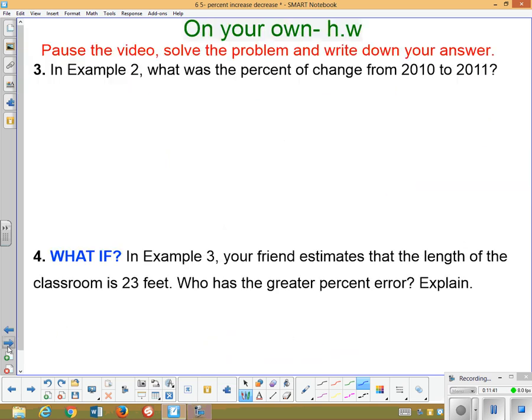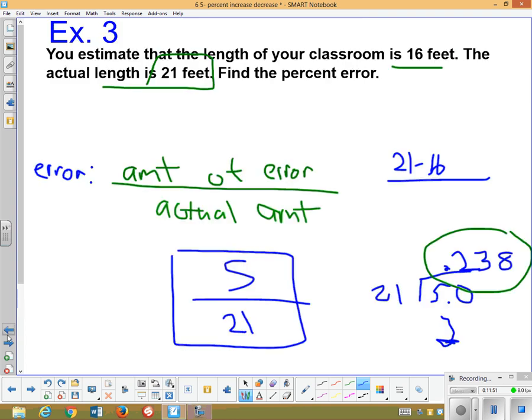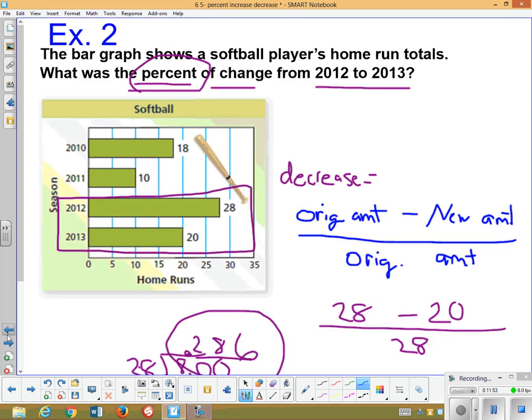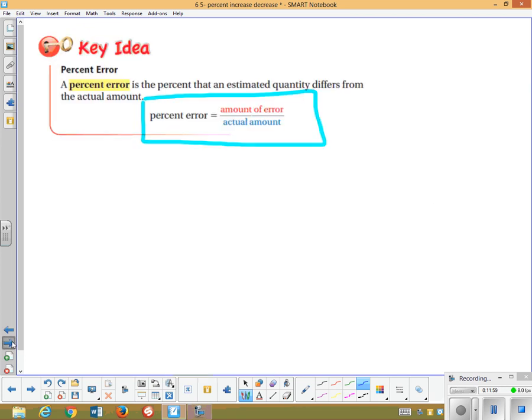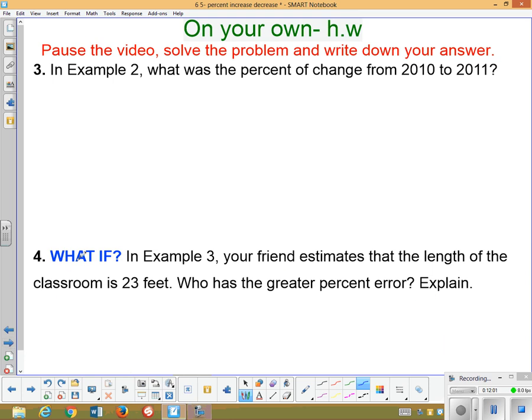Okay, so for this homework question, example 3 is going to be talking about the chart from the baseball home run. So you'll need to look back to this example to do number 3 on your own, okay, for 2010 and 11. And then for number 4, you'll have to go ahead and explain example number 3. Okay, so do this on the same paper as your other questions on your own.